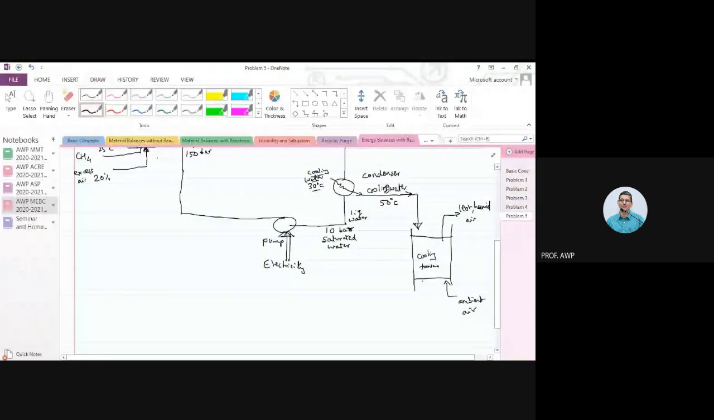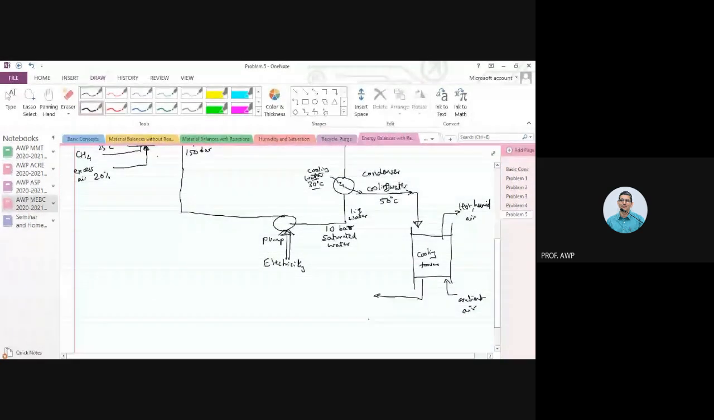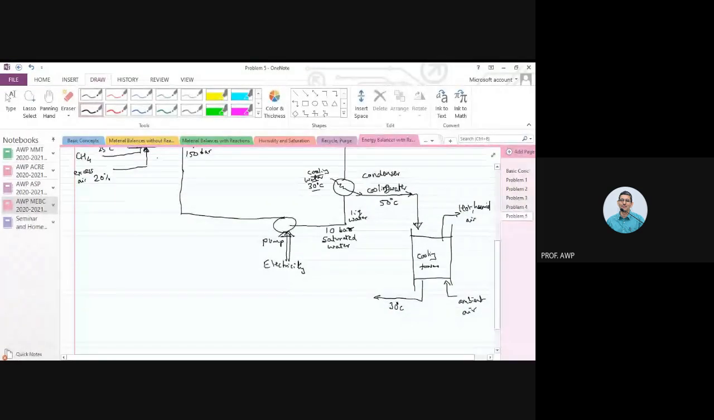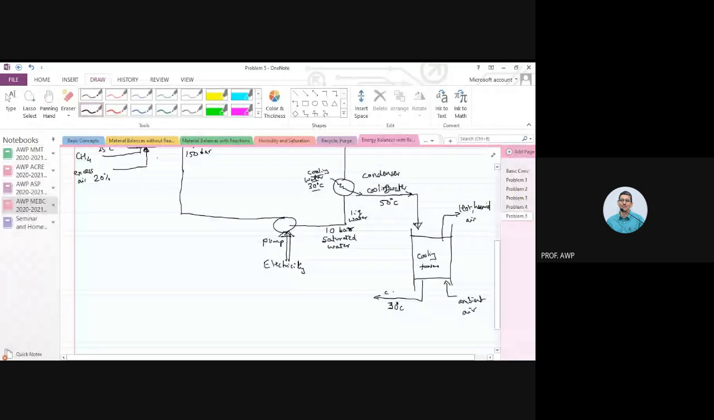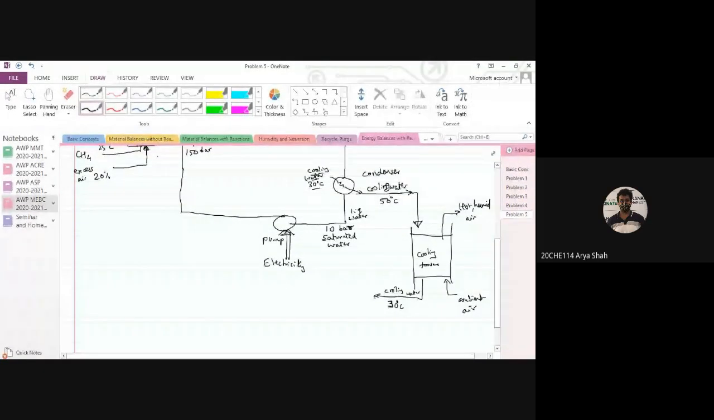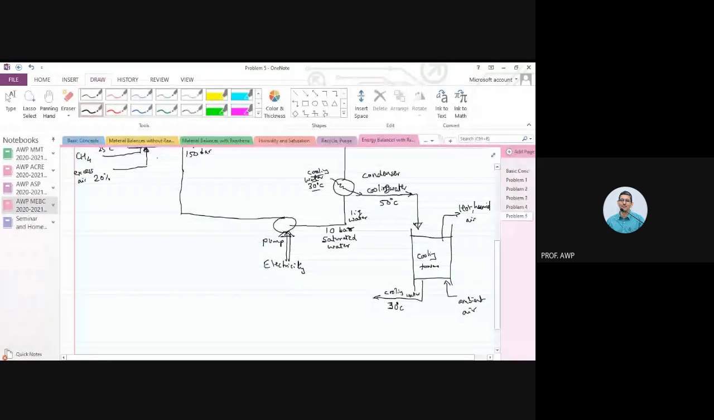And this cooling water, which had become hot, at 50 degrees centigrade, now becomes 30 degrees centigrade again. What do you do with this cooling water at 30 degrees centigrade? We resend it back. Excellent.